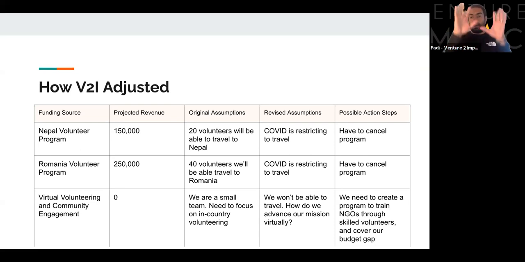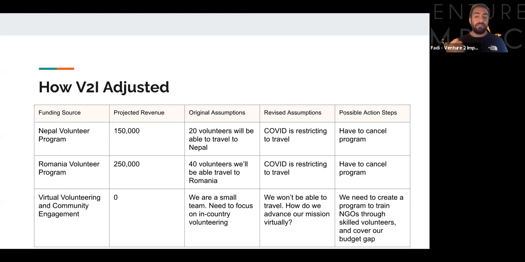The thing is, the original assumption is that we're going to be able to send these volunteers, but then the revised assumption is that, oh my God, COVID's happening, travel restrictions, things are likely going to change. And the next step is that we just had to cancel both programs, because we couldn't deliver them because of COVID. We know that lots of people do virtual volunteering, but for us, that was not something that we were going to do. We didn't project any revenue from it, and we didn't project any focus on it at all.